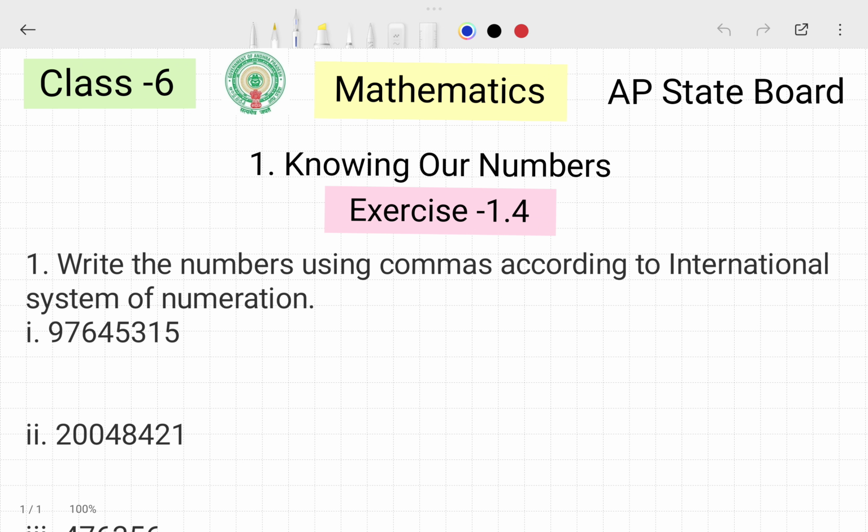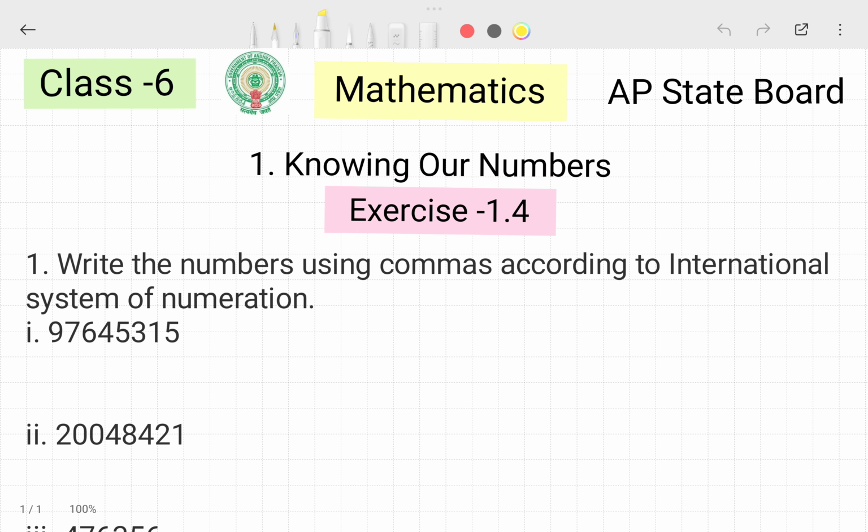And this is our first chapter, Knowing Our Numbers. And this is Exercise 1.4. So if you have any kind of doubt in this exercise, don't worry, I'm going to explain it to you. In this exercise, we already saw the previous exercise.